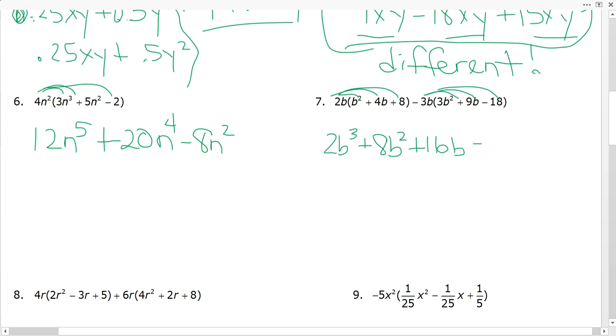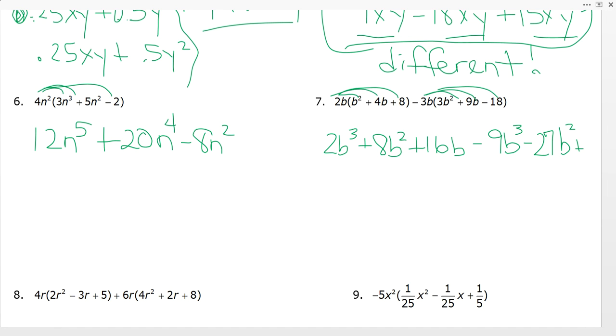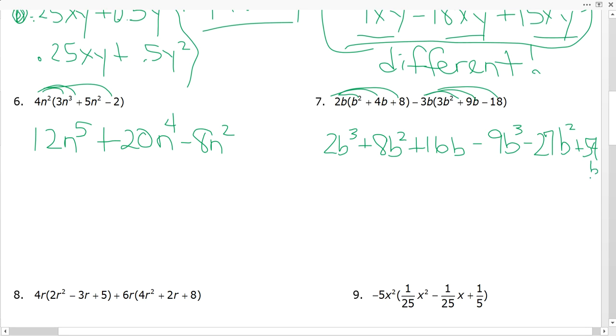Then I have minus 3 times 3 is 9, and I have 3b's. And 3 times 9 is 27, it's minus, and I have b squared. And then minus 3 times minus 18 makes plus. 18 and 18 is 36, plus 18 is 46, 54. And there's 1b down here at the end.